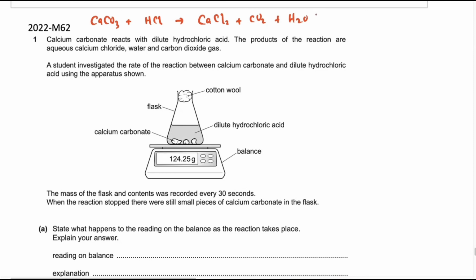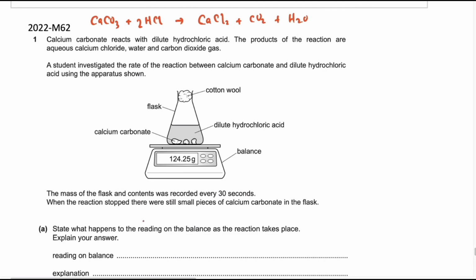Okay, then let's continue. We balance the equation, and okay, it's already balanced. Now let's continue. The products of the reaction are aqueous calcium chloride, showing that this is a soluble salt, and after that, water and carbon dioxide gas. A student investigated the rate of the reaction between calcium carbonate and dilute hydrochloric acid using the apparatus shown. The mass of the flask and contents was recorded every 30 seconds. When the reaction stopped, there were still small pieces of calcium carbonate in the flask.